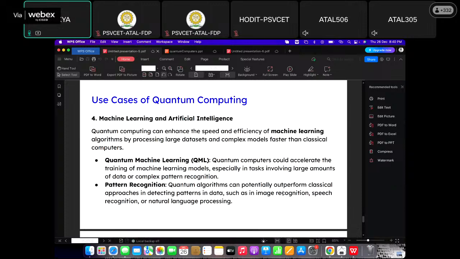Fourth one, that is machine learning and artificial intelligence. Quantum computing can enhance the speed and efficiency of machine learning algorithms by processing large data sets and complex models faster than classical computers. Number one, quantum machine learning. Quantum computers could accelerate the training of machine learning models, especially in tasks involving large amounts of data or complex pattern recognition. Number two, pattern recognition.